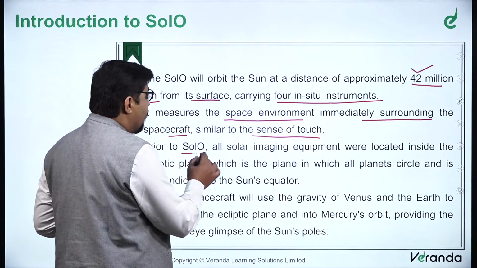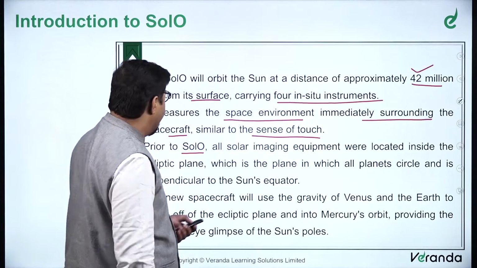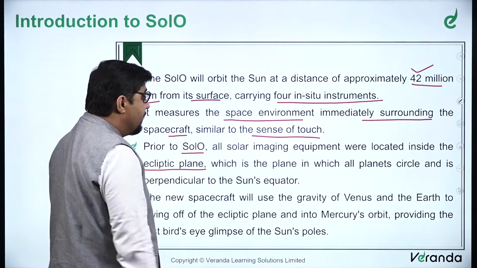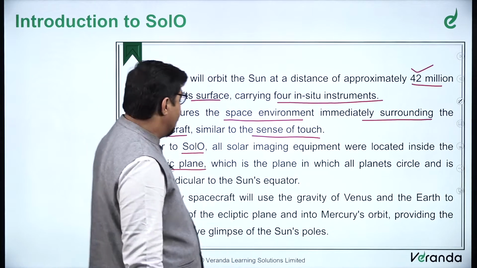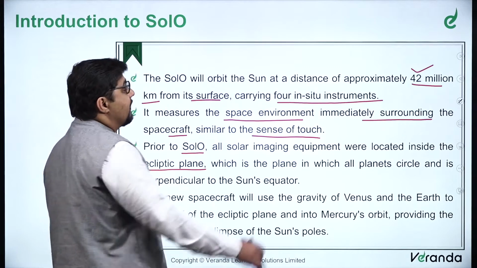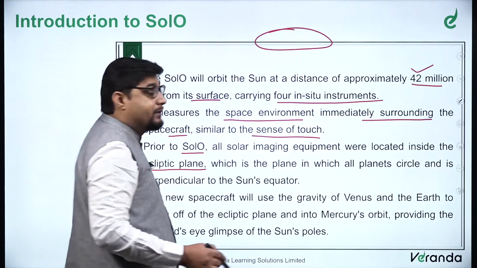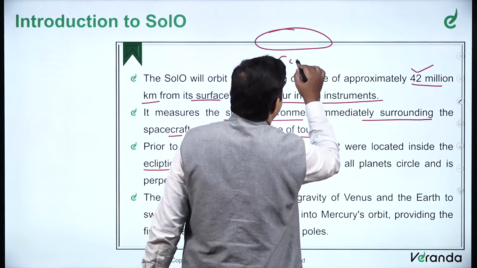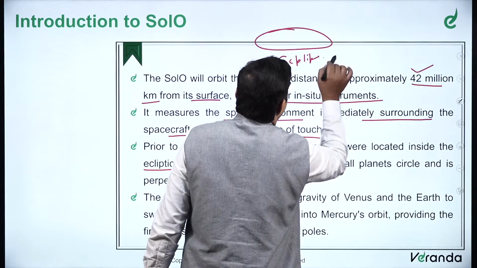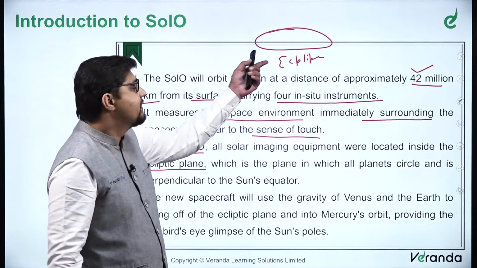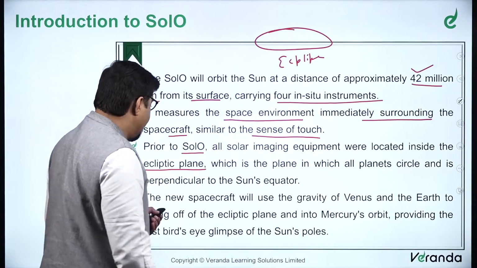Now, prior to Solar Orbiter, all solar imaging equipment was located inside the ecliptic plane, which is the plane in which all planets circle and is perpendicular to the sun's equator. So this is the ecliptic plane. Eclipse, we know the eclipse, and when we talk about the ecliptic plane, it is the same thing. Perpendicular to the sun's equator.